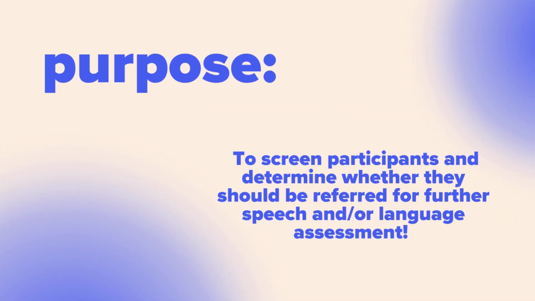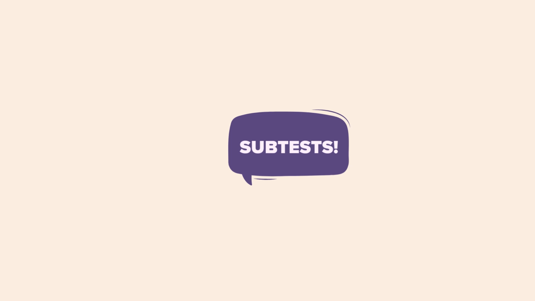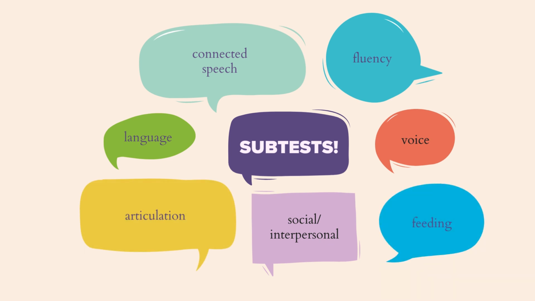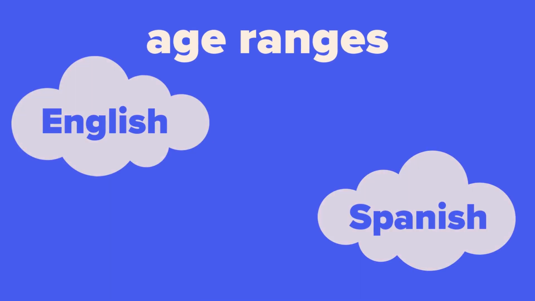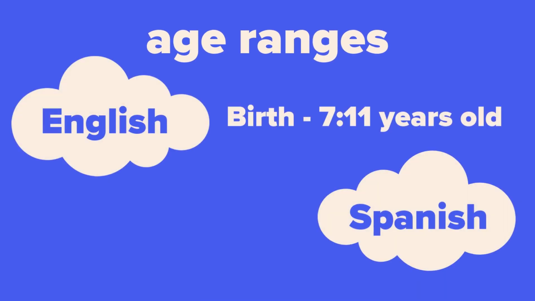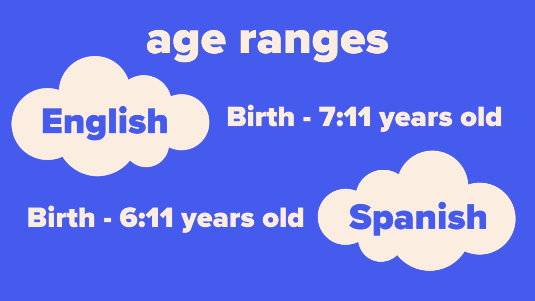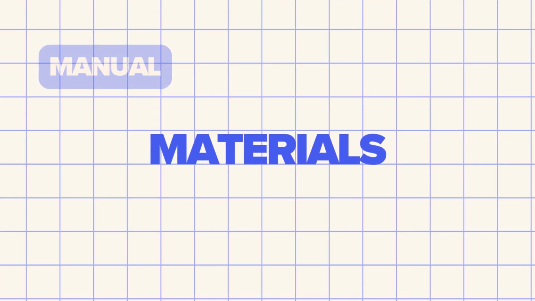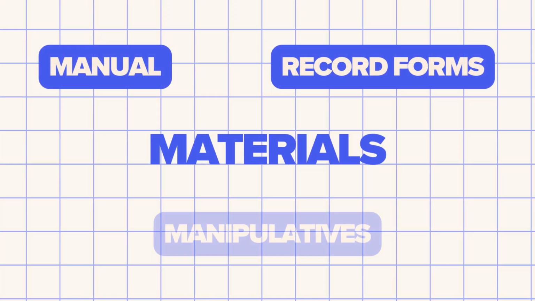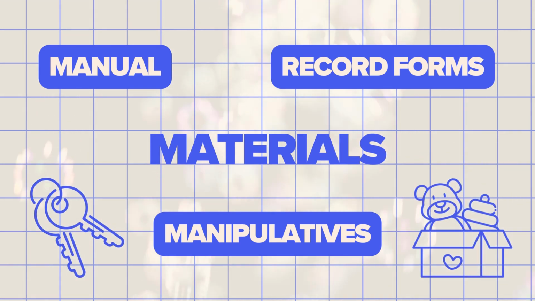The purpose of the PLS-5 screeners is to screen participants and determine whether they should be referred for speech and/or language assessment. There are several PLS-5 screener subtests, including connected speech, fluency, language, voice, articulation, social and interpersonal, as well as feeding. The PLS-5 screener comes in an English version and a Spanish version. The age range for the English version is birth to 7 years and 11 months, and the age range for the Spanish version is birth to 6 years and 11 months. The material list includes the assessment manual, record forms, and manipulatives such as keys, toys, or even bubbles.